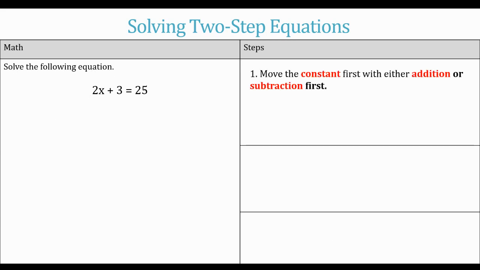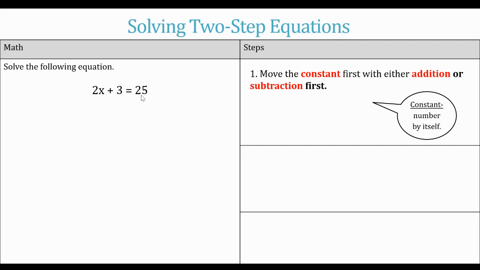So the first step is to move the constant first with either addition or subtraction first. So we are basically going to do the reverse of order of operations, where addition and subtraction usually came last. We're doing the opposite, so it's going to come first. And to refresh your memory, a constant is a number by itself. So if we take a look at our equation, we actually have two constants here. We have 3, because that doesn't have a variable next to it, and then we have 25. That doesn't have a variable next to it.